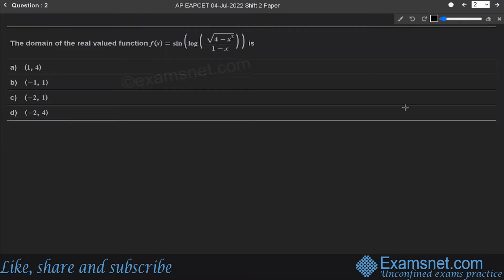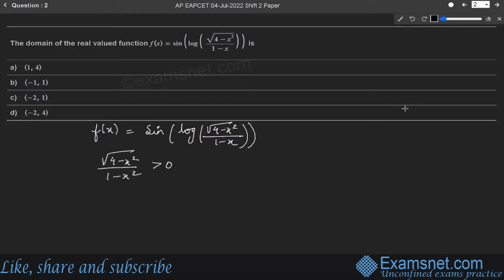Next question is the domain of the real valued function f of x is equal to sine of log of under root 4 minus x square upon 1 minus x is. We have to find the domain for the given function. It means that under root of 4 minus x square upon 1 minus x will be greater than 0, since we have to find its domain.